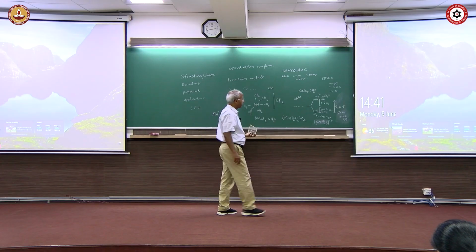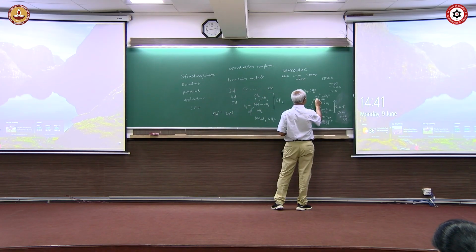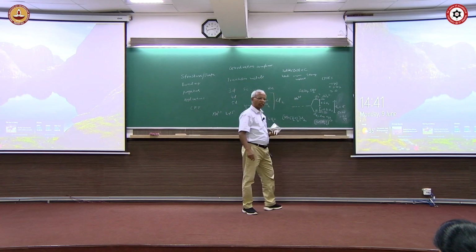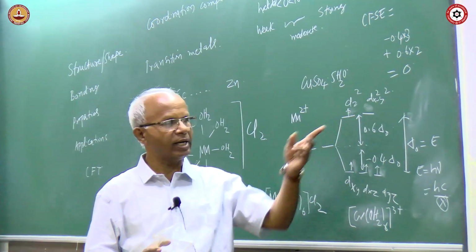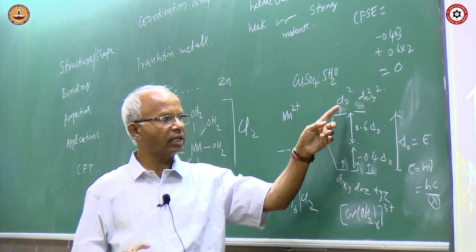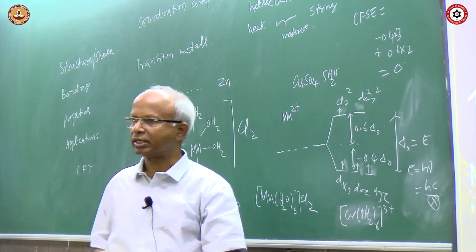For example, here take a d4 system, that will undergo distortion because this orbital is not occupied. So this will keep shuttling between here and there, which makes it unstable.